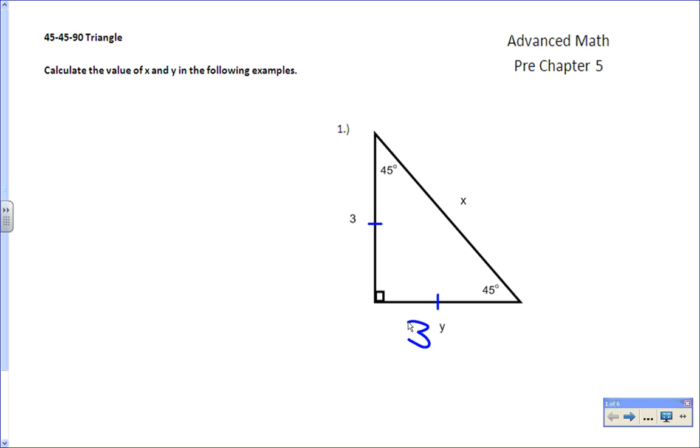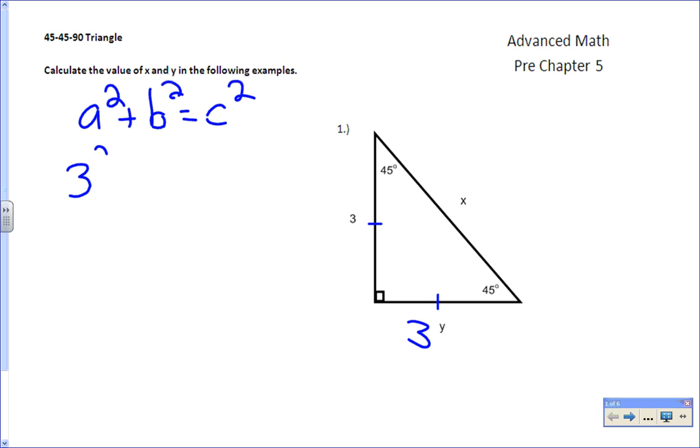So at this point, do you really need to know the 45-45-90 cheat sheet to be able to solve? No, we could do it easily enough on our own. Let's say we forgot the cheat sheet. We would use the Pythagorean theorem, because I'll show you that this actually works.